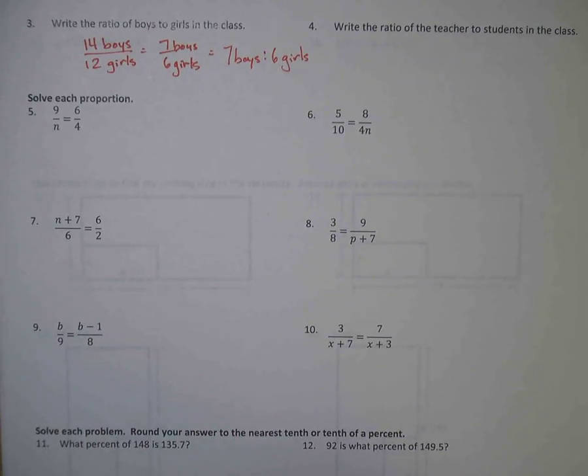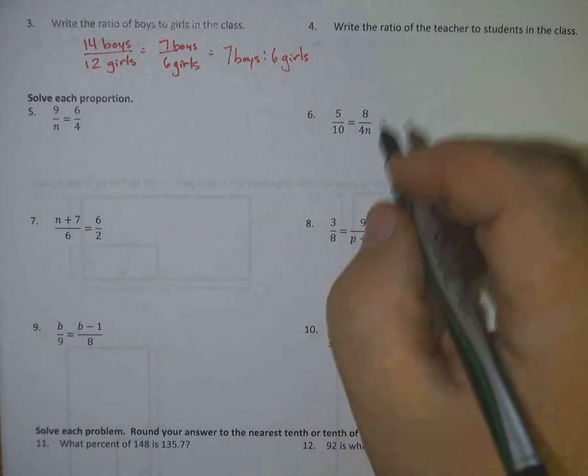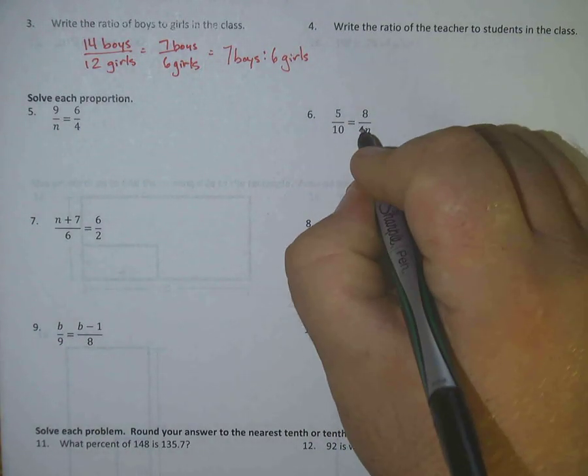Next set of problems, we're going to solve proportions. So down here, you kind of want to use whatever technique you like. You know, if you like the matching up the proportions, if you like the cross multiply, whatever works for you. I'm a cross multiply guy myself. Let's go ahead and look at number 6 and number 9. Okay, so let's go ahead and cross multiply these two.